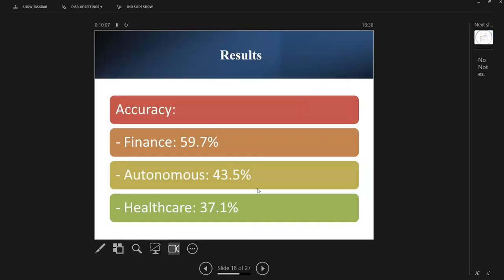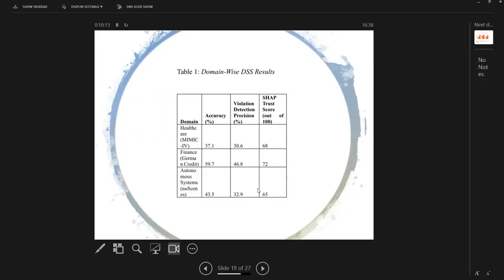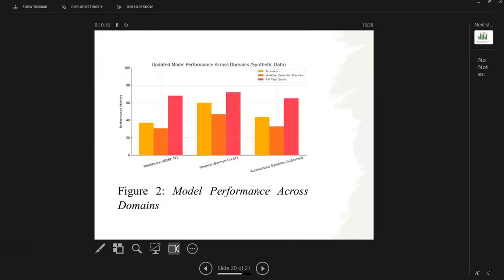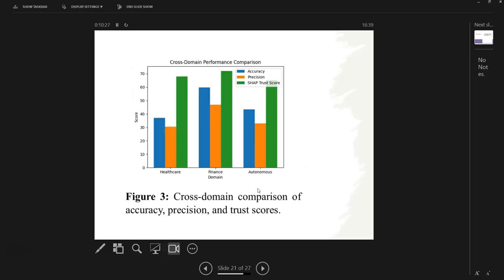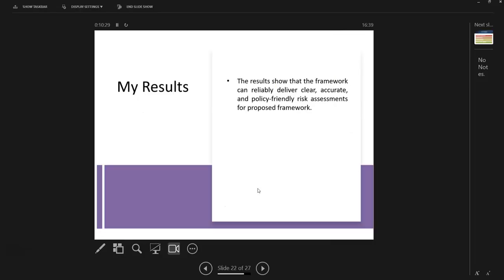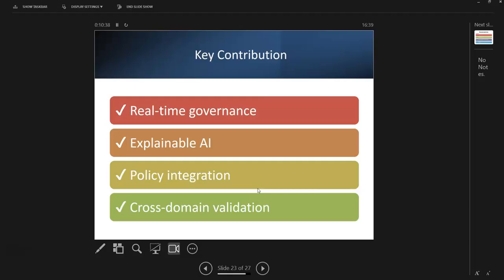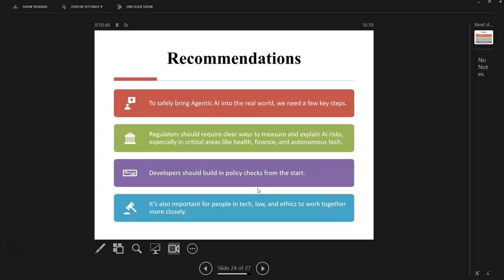These are the different results in the three domains: finance and automation, autonomous vehicles, and healthcare. You can see how the results are spread in different variations, and synthetic data has been used here. These are some more graphs on that. The results show that the framework can reliably deliver clear, accurate, and policy-friendly risk assessment. The key contributions of this paper are real-time governance, explainable AI policy integration, and cross-domain validation.